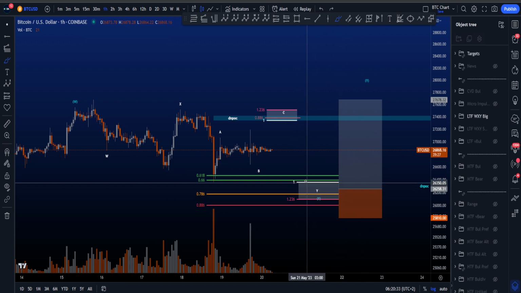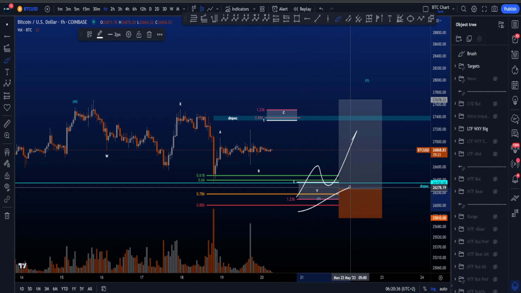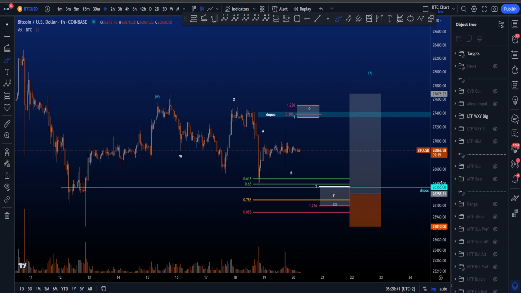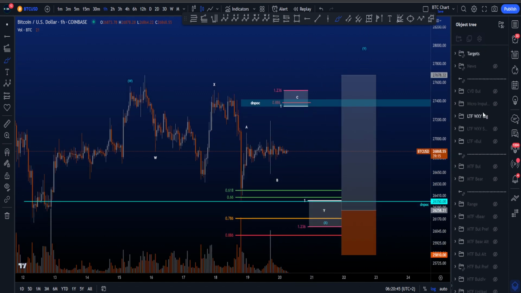You want to see some proof of support. You want to either see a market structure change, you want to see some bullish divergences, or whatever it is you have in your plan. However, you now know very important resistance, very important support for Bitcoin.